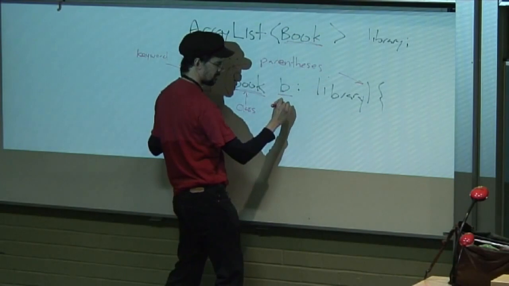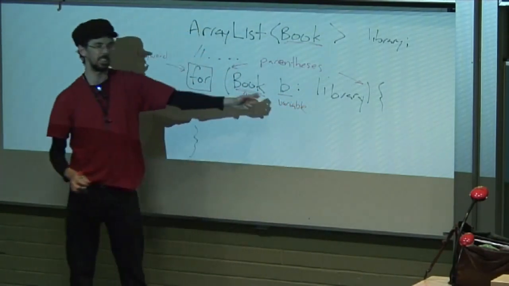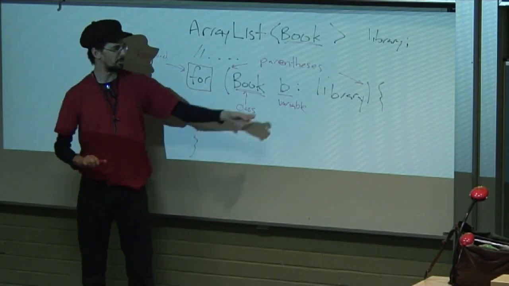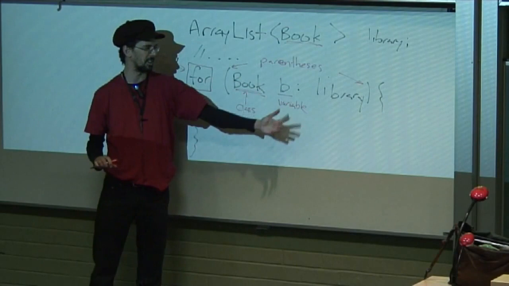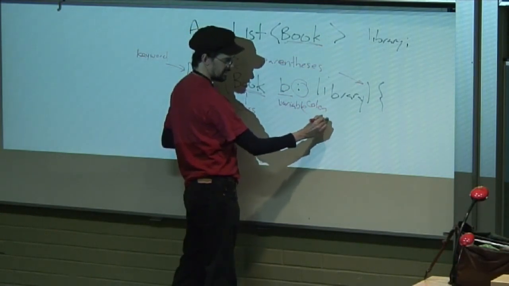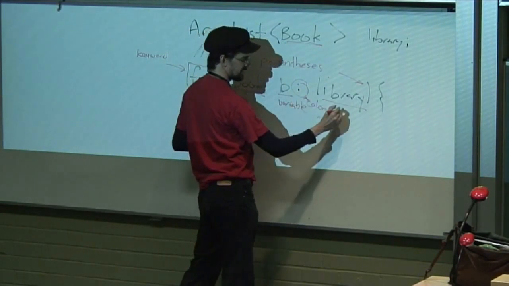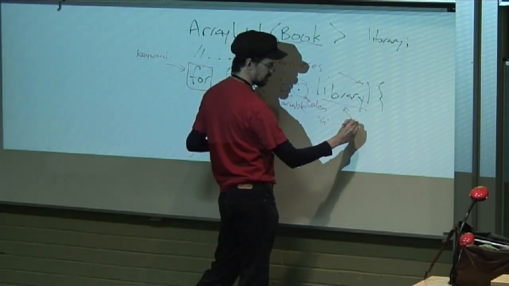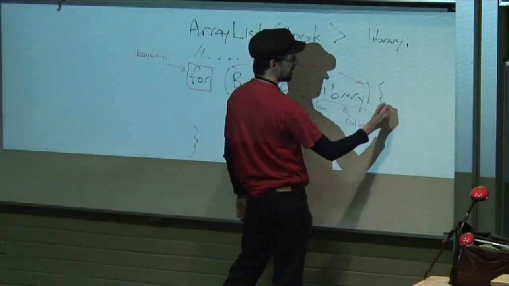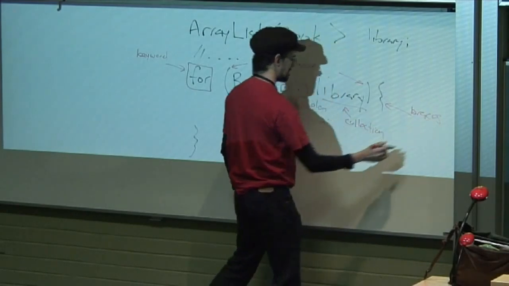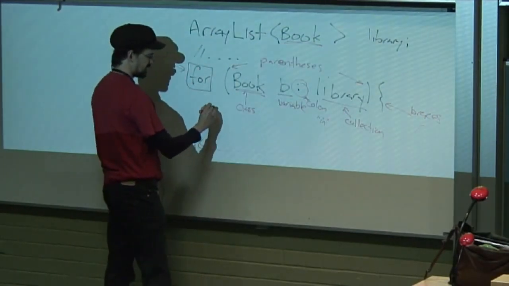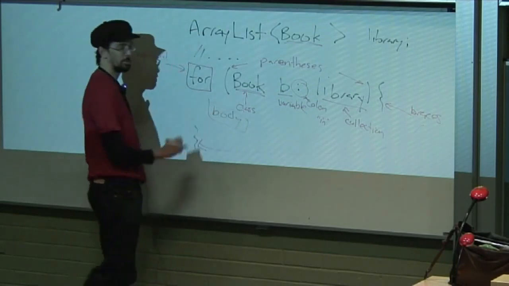Here we have a variable name. In this case, I'm just going to call it B. If you're just iterating through a thing, often a short variable name is appropriate. A longer variable name might be book or something like that, an appropriate thing to indicate what item we're looking at. Here is a colon. That means in. And here is the name of the collection. And then at the end of it, we have braces, and in here, this is the body of the loop, right?